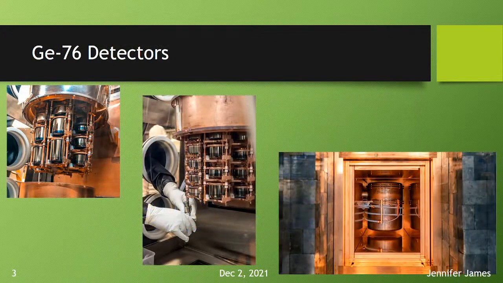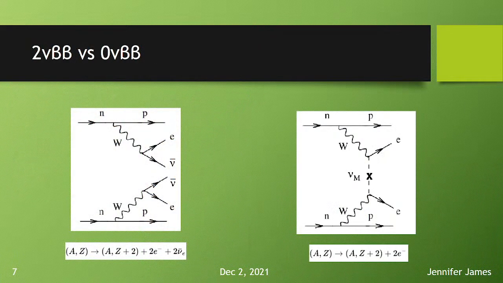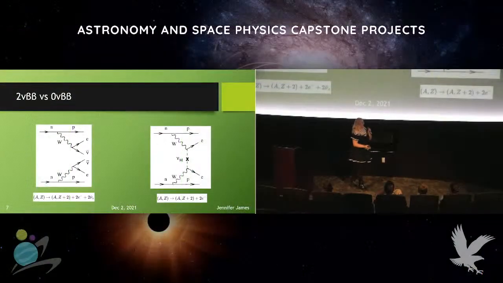This is the detectors that we use. So we use germanium-76 detectors. And basically, we got to make a bunch of arrays, about 58 detectors, and we get a bunch of data. We are looking for data from these point contact detectors. We are specifically looking for the neutrinoless double beta decay.